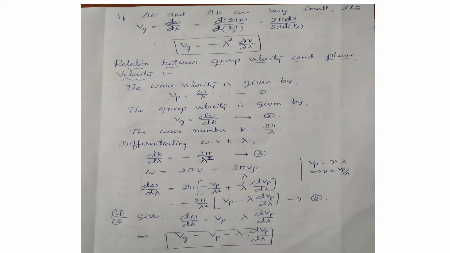Delta omega, delta k are very small, then Vg can be taken as d omega by dk. That is, differentiation of omega, 2 pi nu, by variation in 2 pi by lambda. From that we get Vg as minus lambda square d nu by d lambda. Differentiation of nu is d nu. Differentiation of 1 by lambda is minus 1 by lambda square d lambda. So we get Vg as minus lambda square d nu by d lambda. This is the expression for the group velocity of the group wave or a wave packet.